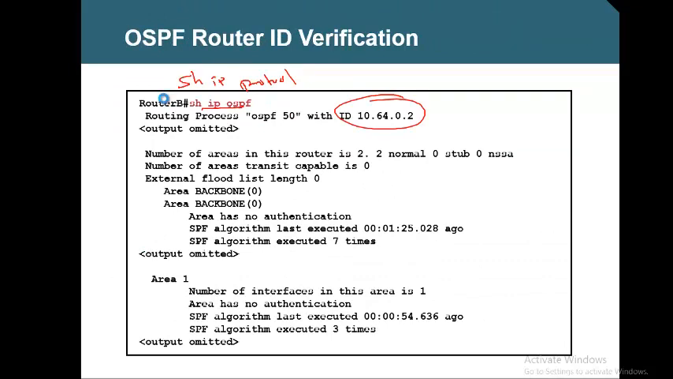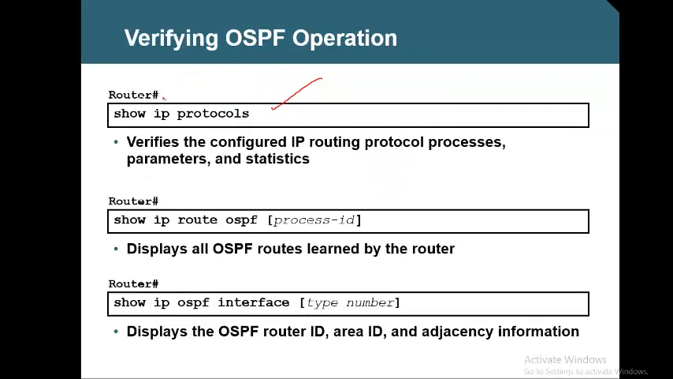Next is show ip protocol. Show ip route ospf: in the routing table, if you want to see only the OSPF routes, you can say this. If you have multiple OSPF processes, then you can also say ospf process ID 1, ospf process ID 2. So it will show only those routes learned from OSPF process ID 1.